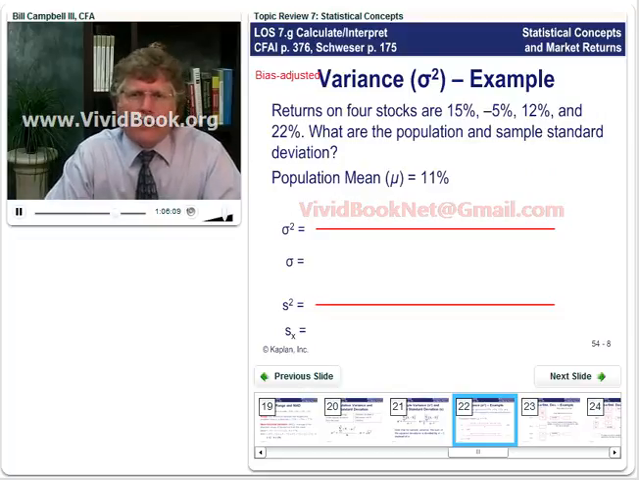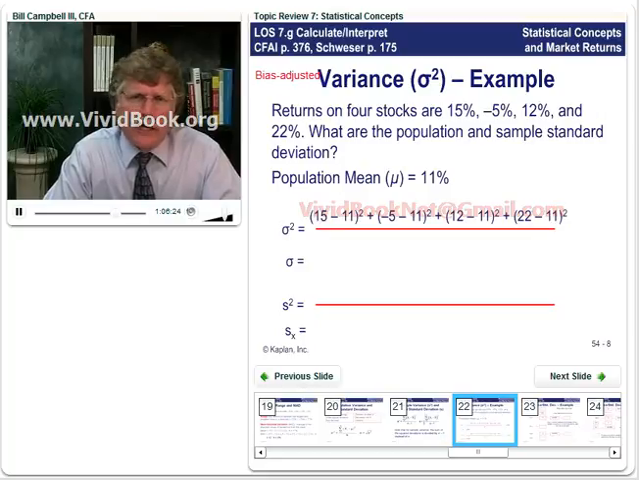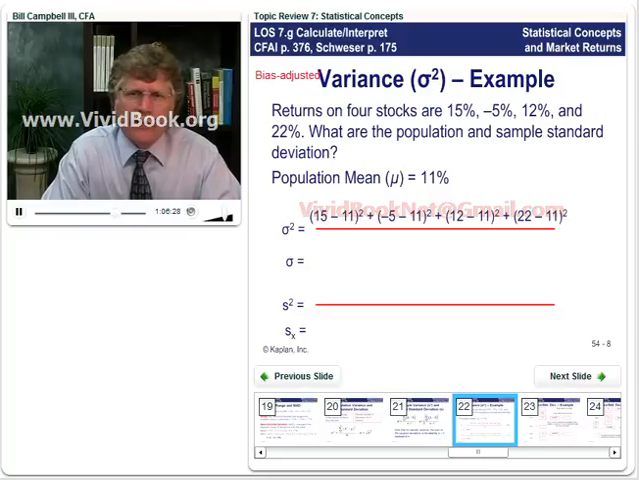Returns on 4 stocks are 15%, minus 5%, 12%, and 22%. What are the population and sample standard deviation? The population mean is 11%. We already calculated that. How do we do the standard deviation? We take 15 minus 11, minus 5 minus 11, 12 minus 11, 22 minus 11.